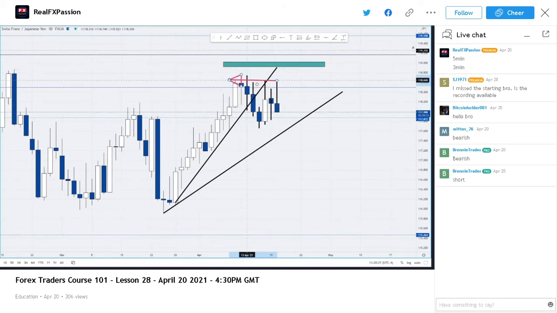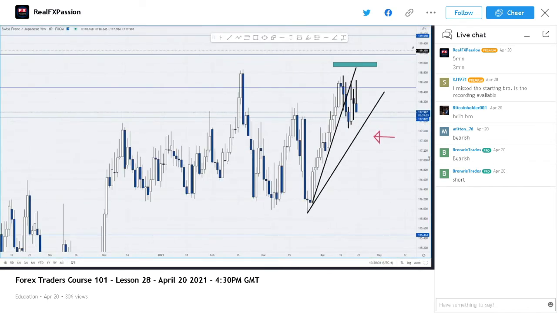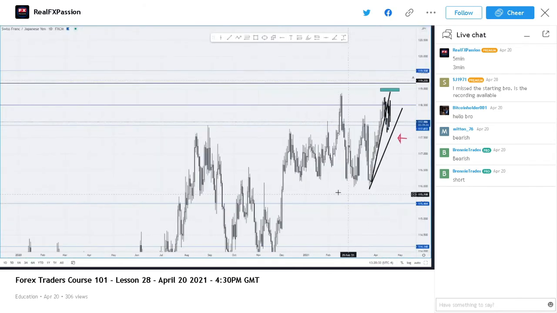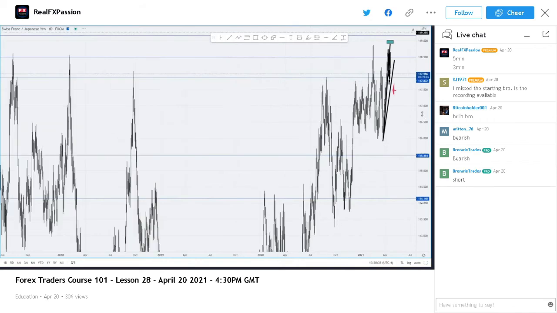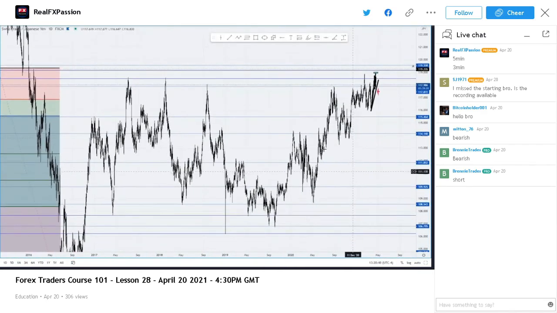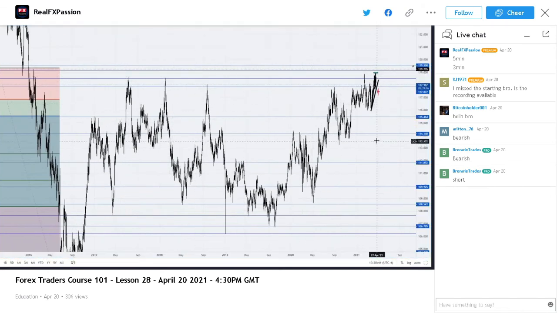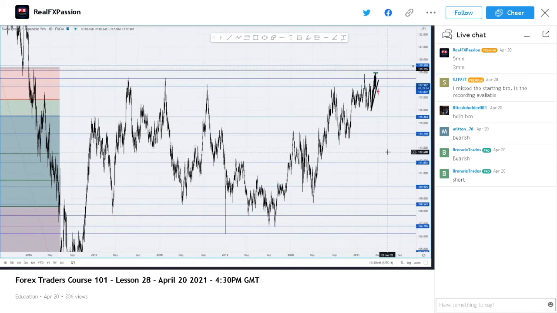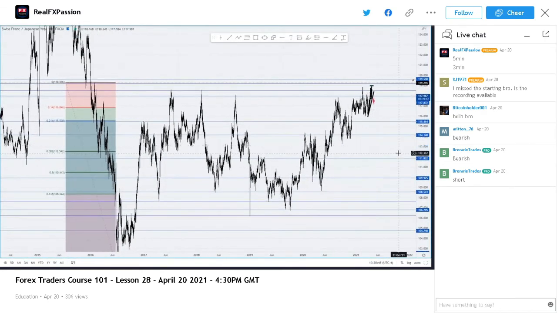Why? Because it's making higher highs, so still a higher low, right? Talking about the pattern, everybody, we are shorting the 1, 2, 3, 4, 5, 6. We are shorting 7 tops. This is the pattern that we are shorting.